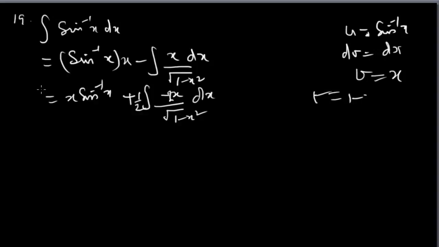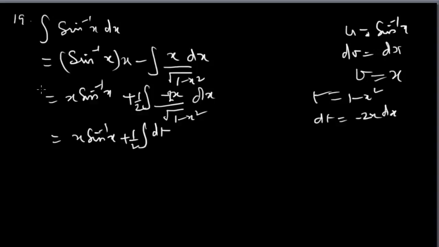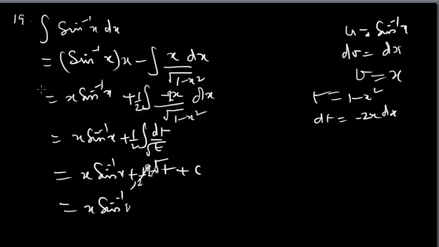Now put t is equal to 1 minus x squared, dt is equal to minus 2x into dx. So minus 2x into dx is already there. So x sin inverse x plus half integral dt by t. So it is x sin inverse x plus half integration of dt by root t, which is 2 root of t plus c. 2 and 2 cancel. So it is x sin inverse x, and t value substituted, plus root of 1 minus x squared plus c.